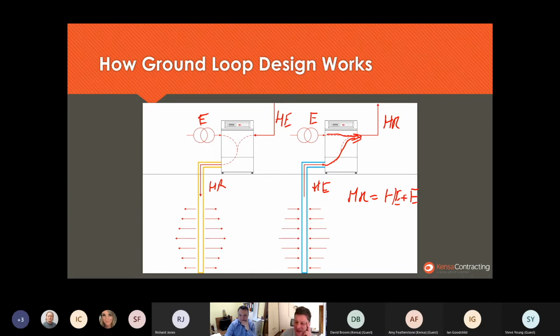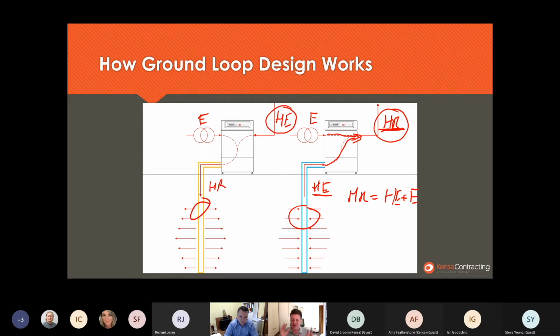Now, the important point there is that the heat of rejection, so the heat going into the building, is not equal to your heat of extraction. So when we're doing a ground loop design, we are telling the design software what our heat of rejection needs to be in the building, both in terms of peak loads and in terms of the annual demands. We're telling it what the heat of extraction is if we've got cooling loads going on, but that is not equal to what's going on in the ground.